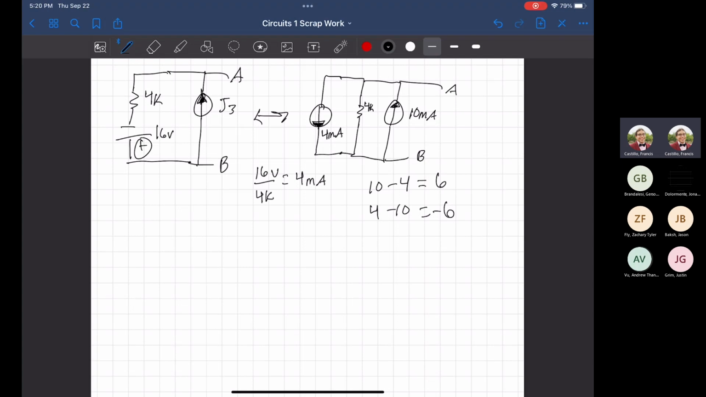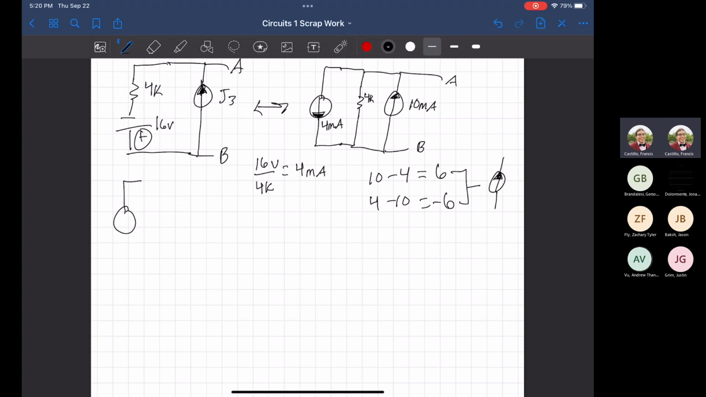It's going to be the orientation of the bigger source. So both of these just mean that we'll be using a current source that is traveling up, which would be in this right here. This right here, current source, or resistor. Here's A, here's B. This is 4K ohms here, and this is going to be 6 milliamps. And then, hey, that's our equivalent.